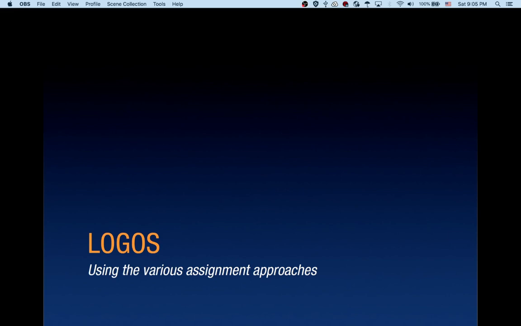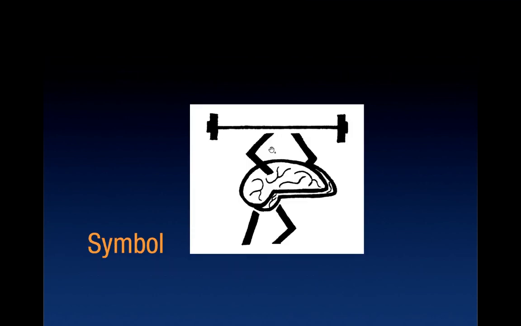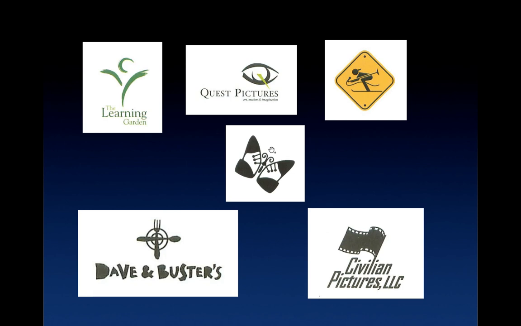All right, as we move into Project 3, I just want to remind you how Project 1 and 2 can really be helpful for what you're doing right here. In other words, logos are based on symbol and based on expressive type sometimes. So here's an example. As we move over to symbol, we can find symbols all the time in logos.